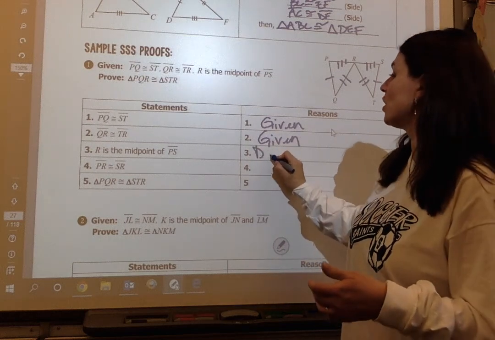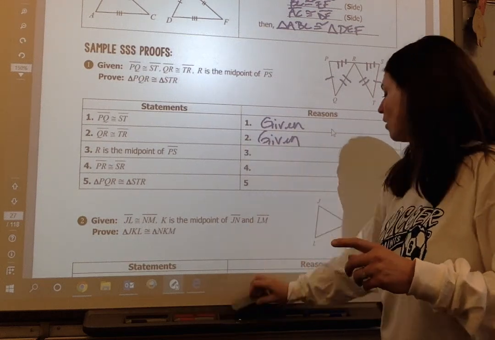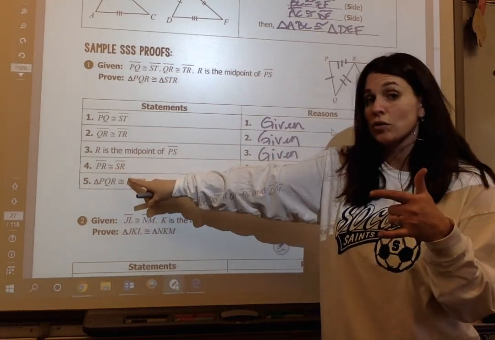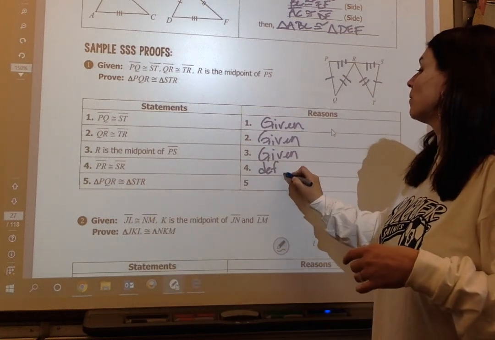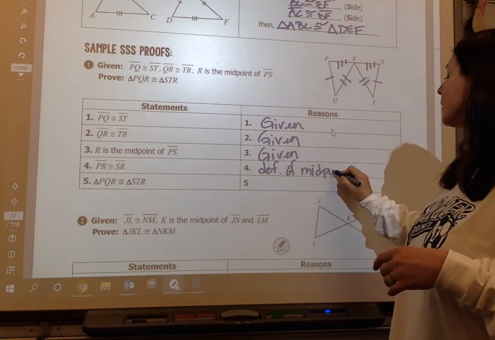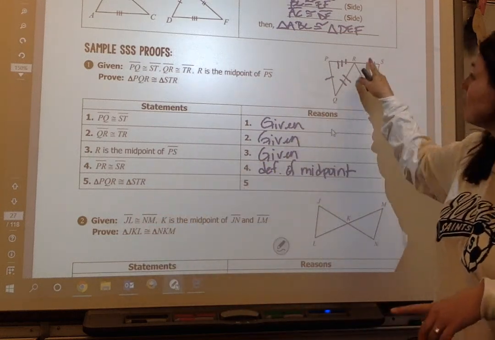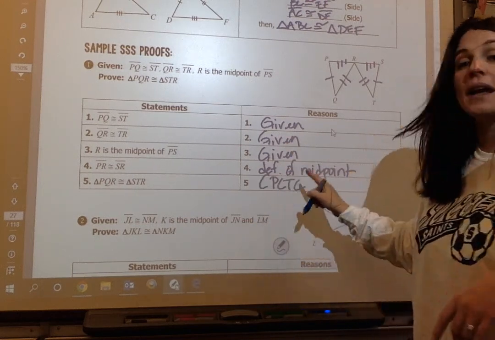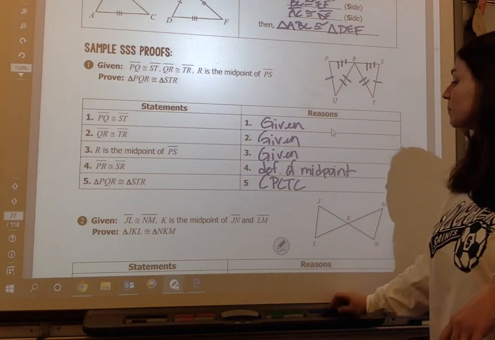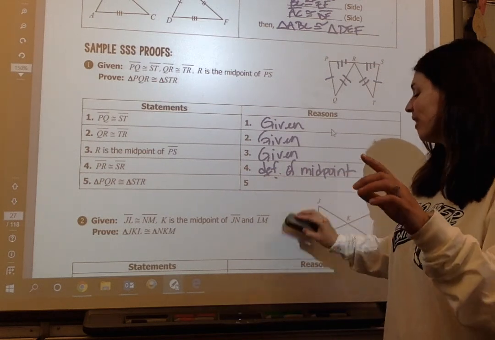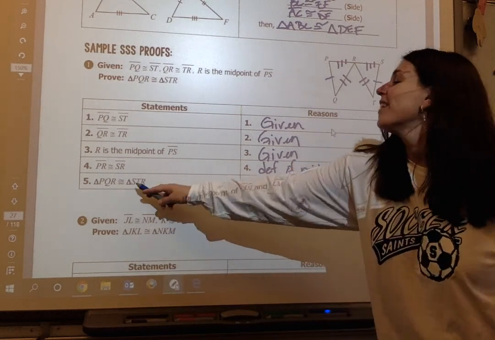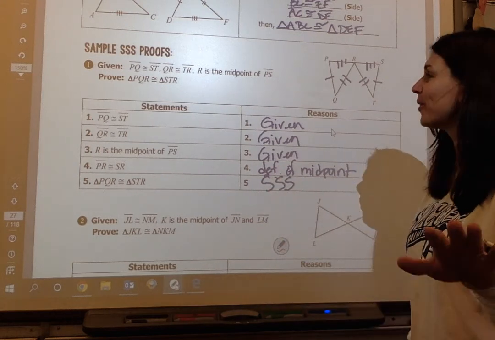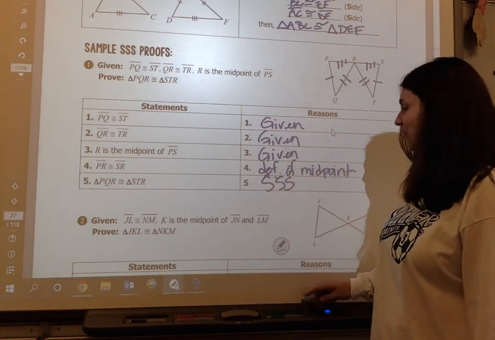Why? Definition, well, hang on. Sorry. R is the midpoint of PS. That was given to me. But what it allows me to say is that PR is congruent to SR, making it definition of midpoint. That's my reason. Now, I can say that these two triangles are congruent to each other. Here's my reason. CPCTC. Wait, no, sorry, that comes later. I can now say that those triangles are congruent because of side, side, side. Later, I'll be using that one. Sorry, that was too early. But side, side, side, you can abbreviate there.